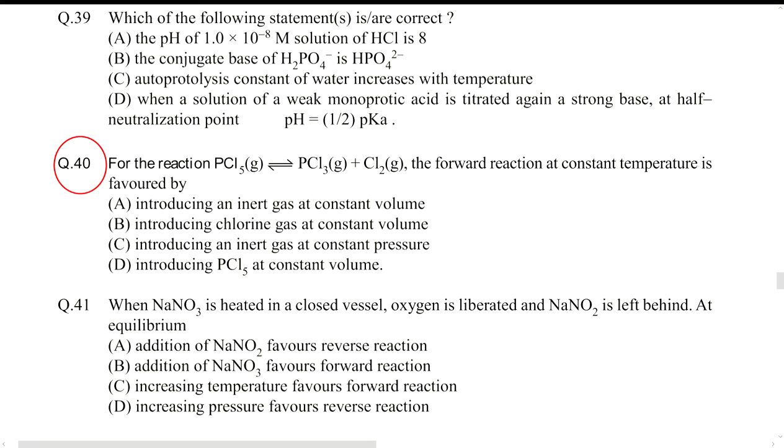In question 40, forward reaction. This is a question on Le Chatelier's principle. If you introduce an inert gas at constant volume, then the equilibrium does not shift in any direction. If you add chlorine gas at constant volume, if more of chlorine is added, then the equilibrium will shift backwards. Won't be a forward reaction.